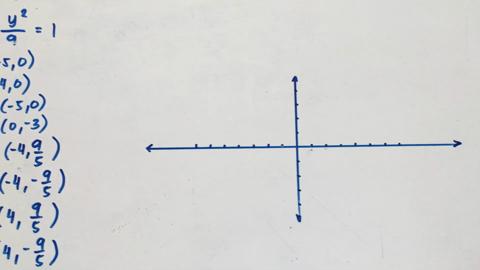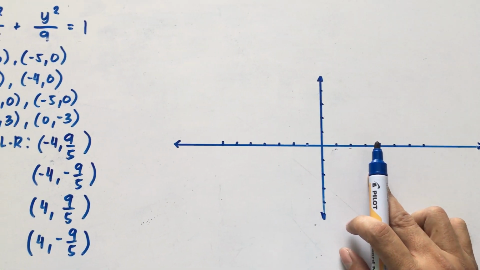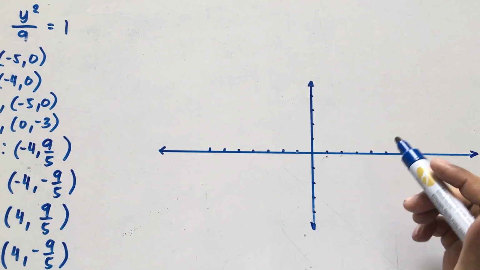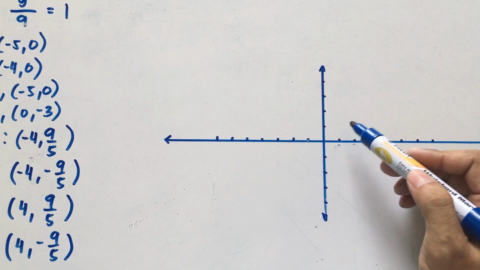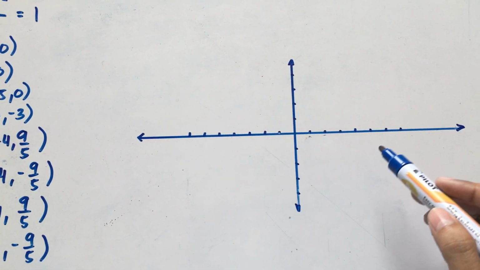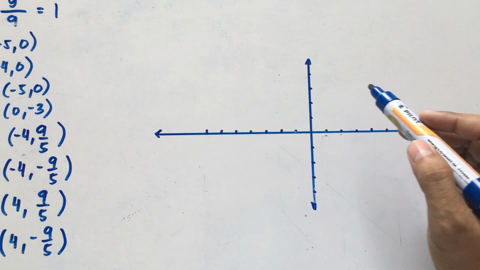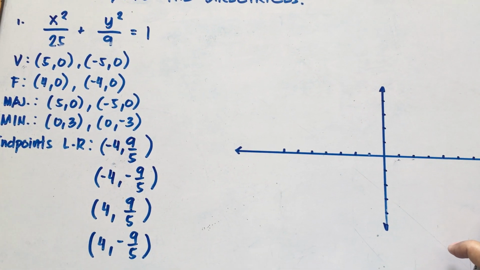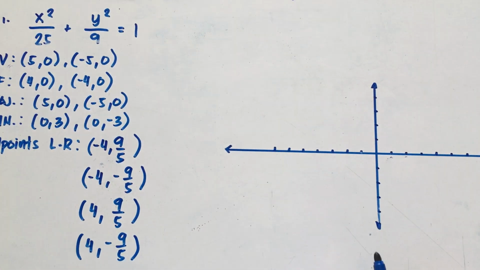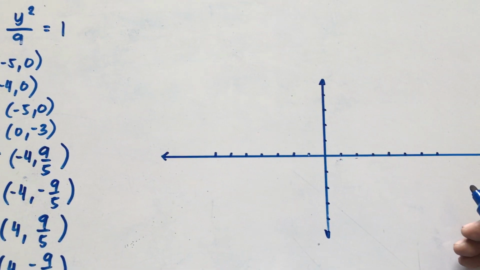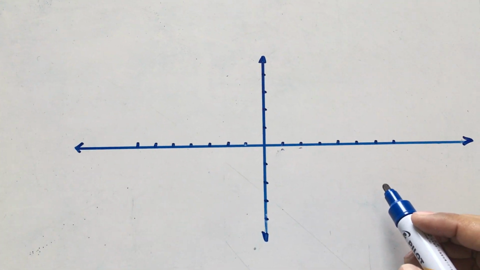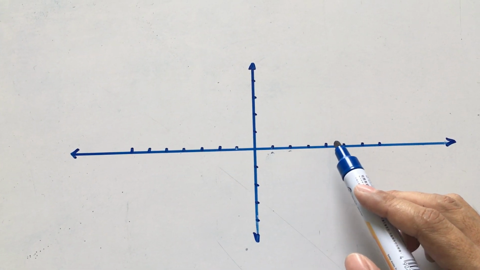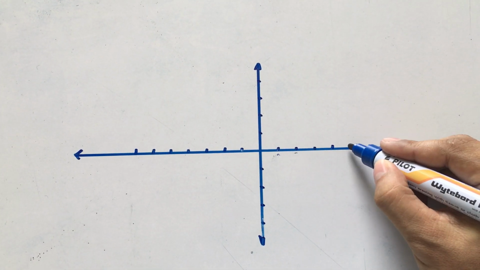Okay. So given in our Cartesian coordinate plane, first step, please take note that the center of our ellipse is at the origin. Now, our vertices have the coordinates 5, 0 and negative 5, 0. So let's plot our vertex first. The vertex one is 1, 2, 3, 4, 5. So this is your vertex.